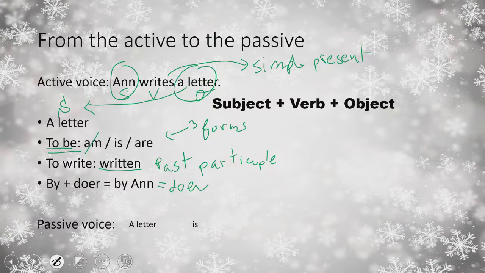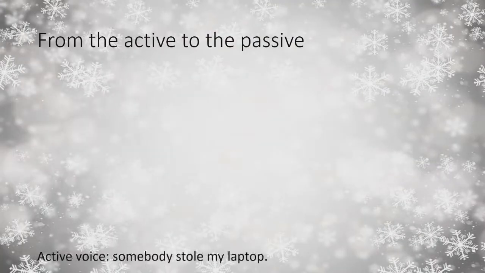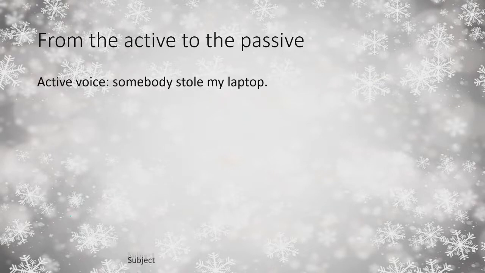The passive voice sentence will be: a letter is. We say a letter is, not a letter am or a letter are, because a letter we can substitute by it. It is, a letter is, okay? A letter is written, we add the past participle of the main verb plus by Anne. Now, the active voice is Anne writes a letter, and the passive voice sentence is a letter is written by Anne.